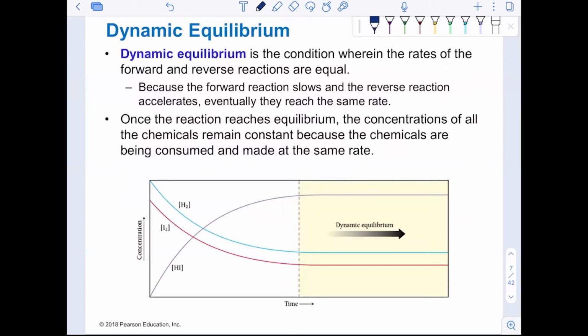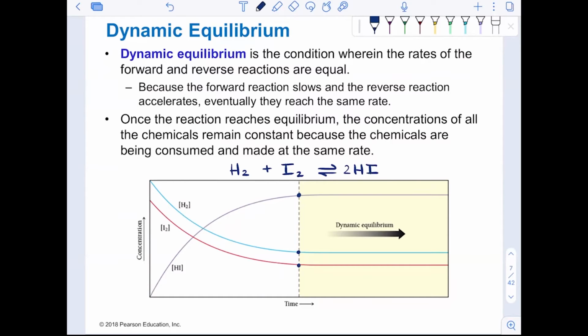A dynamic equilibrium is a condition wherein the rates of the forward and the reverse are equal. Because the forward reaction slows and the reverse reaction accelerates, eventually they will reach the exact same rate. Notice here at this dotted line, we have a bunch of reactants and products. This would be the reaction of H2 plus I2 going to make HI. It is a reversible reaction.